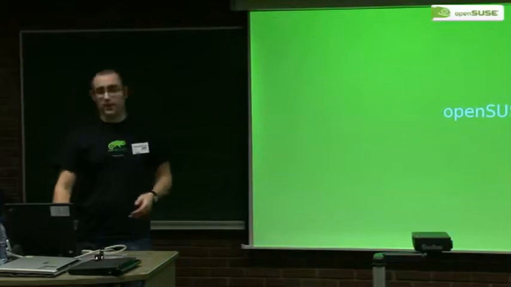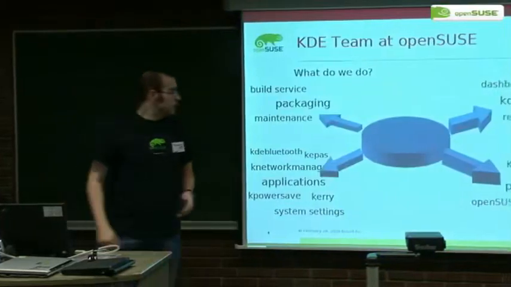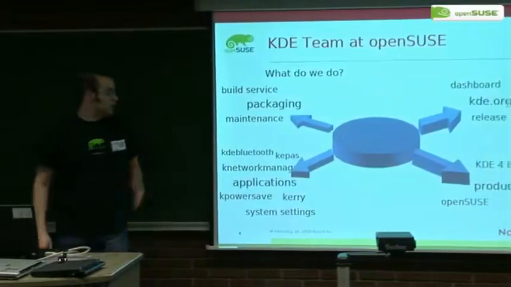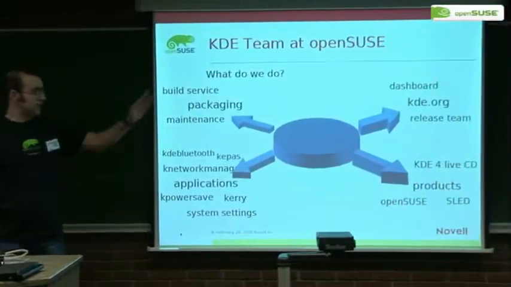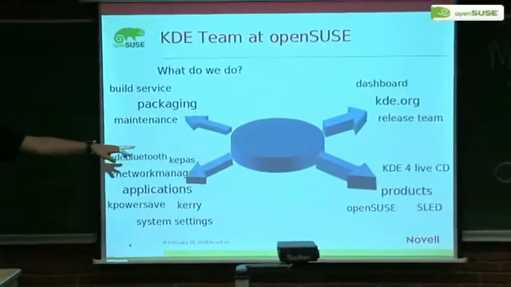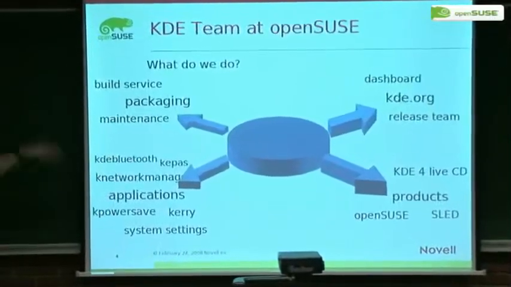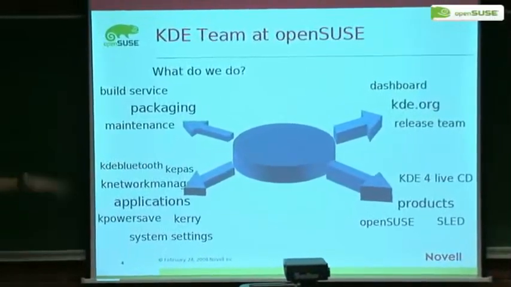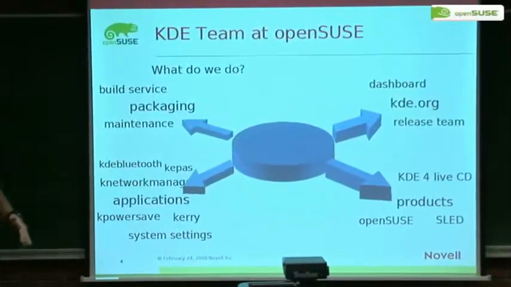So, openSUSE KDE presence. Here's our little mind map of what we do. Four major areas: packaging, upstream work with kde.org, product work, and specific applications. All of these, of course, feed into one another, but these are general descriptions.